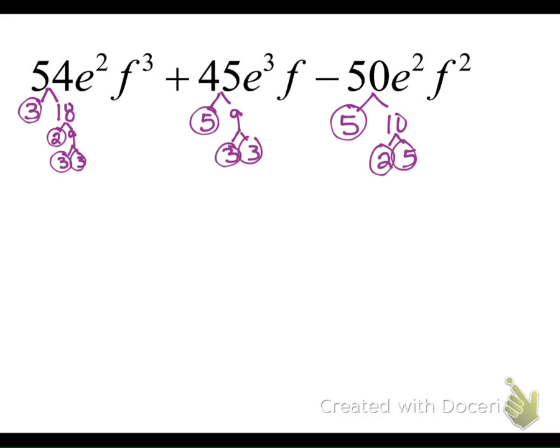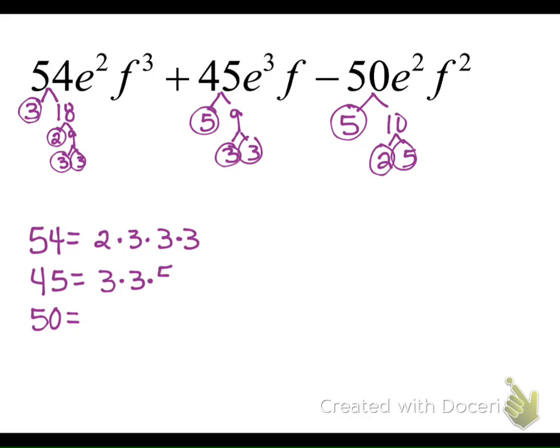I'm going to drop down here. I don't have enough room. I wrote too big here. So I'm going to have 54, 45, and 50. Remember, I don't need to worry about the operation signs for right now. So for 54, I have 2 times 3 times 3 times 3. Make sure I'm getting them all down right. 45, 3 times 3 times 5. And 2 times 2 times 5.